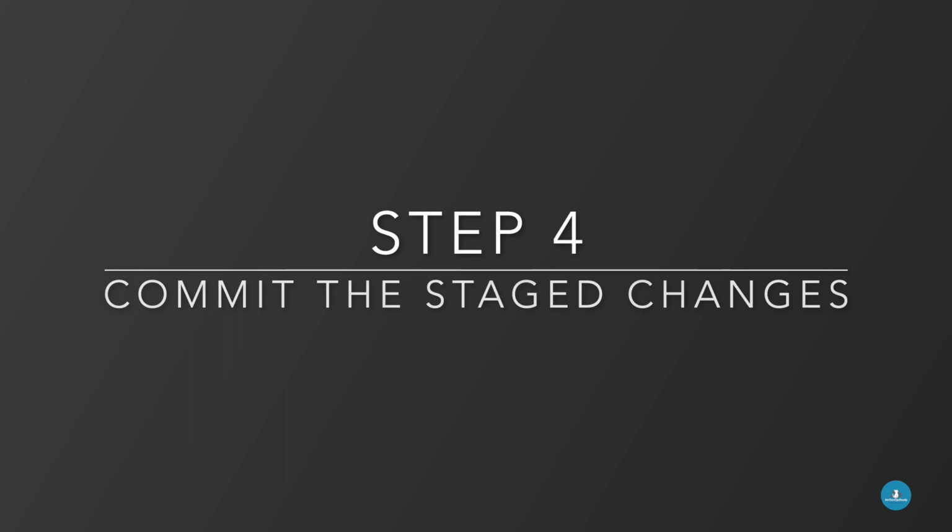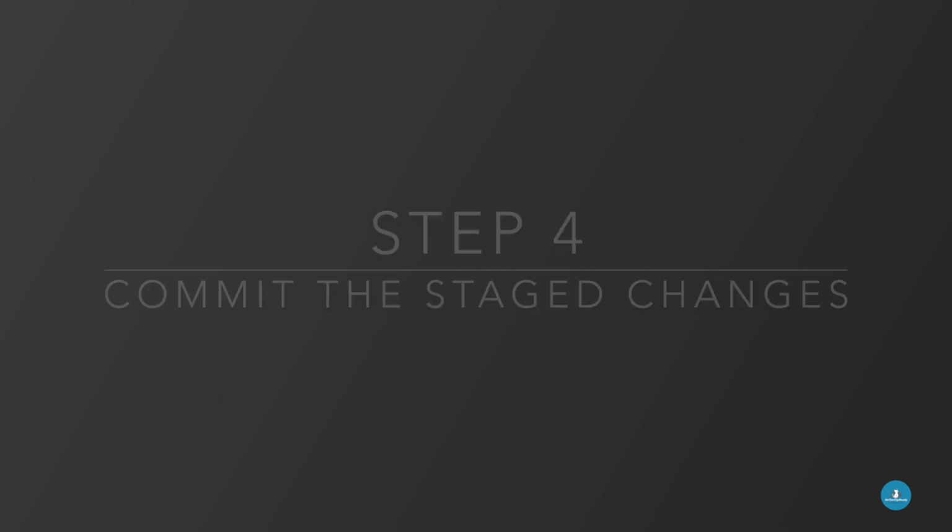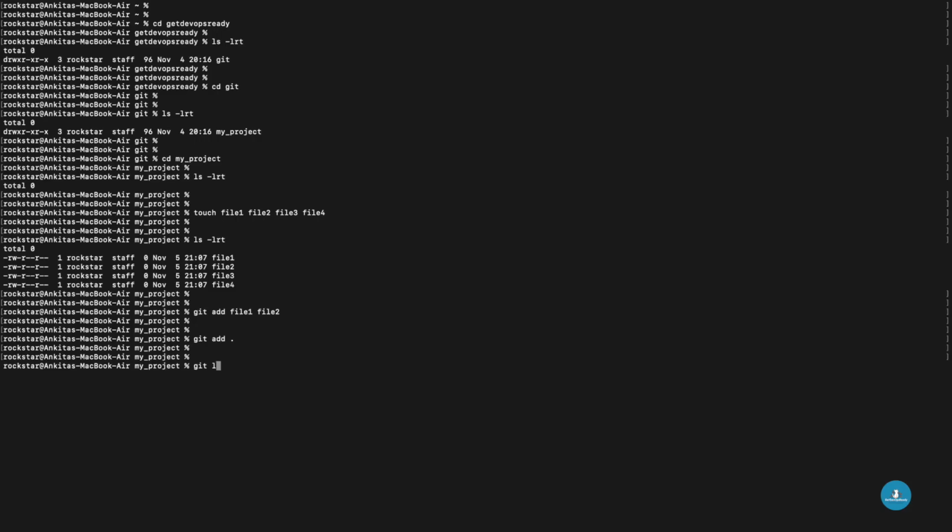Step 4 is to commit the staged changes. Let's run git log first to see commit history. We see there are no commits on my main branch. Once your changes are staged, you can commit them using the git commit command. Be sure to include a meaningful commit message. The command is git commit followed by -m, followed by your commit message.